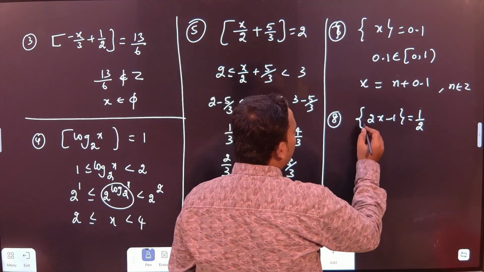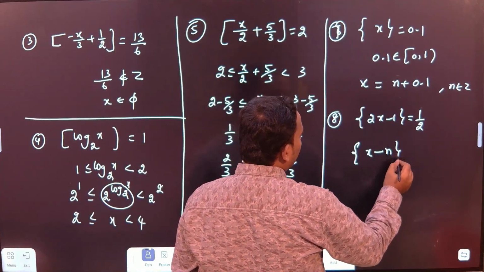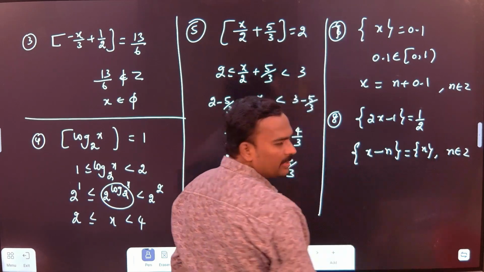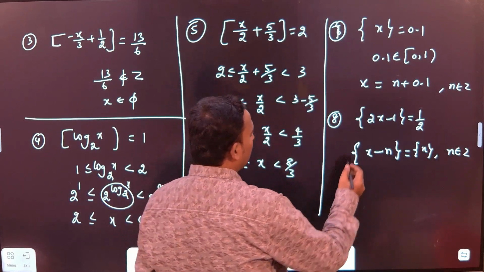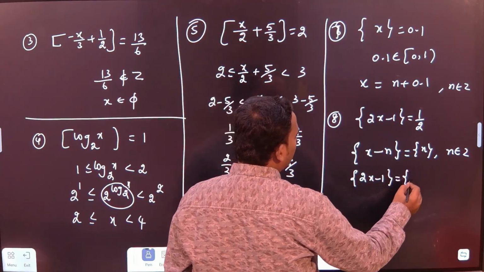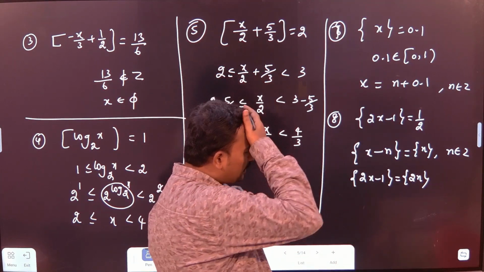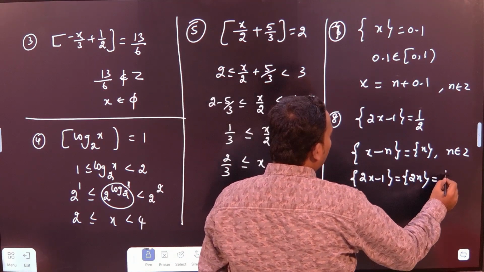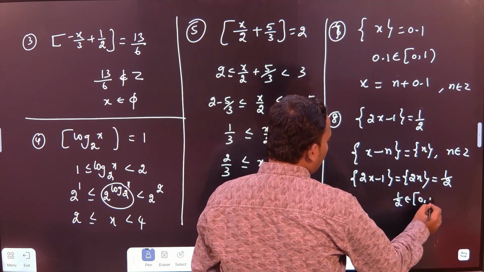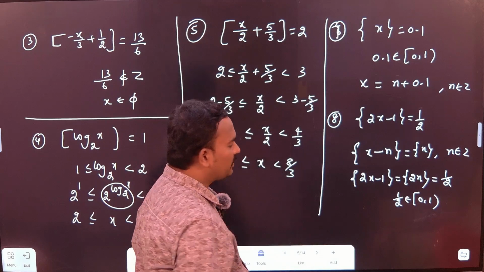By definition, fractional part of x minus n is equal to fractional part of x if n belongs to integers. You already know that, we discussed it. Therefore, fractional part of 2x minus 1 is equal to fractional part of 2x, because 1 is an integer. So this is equal to 1 by 2, and 1 by 2 belongs to 0 to 1, so it lies in this interval. Therefore, you can find the solutions.